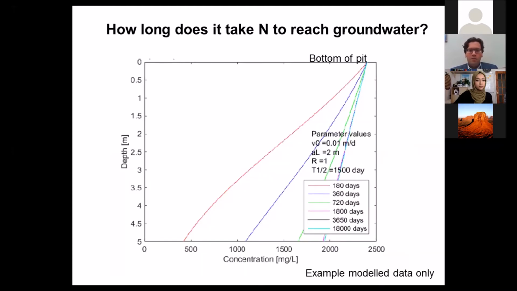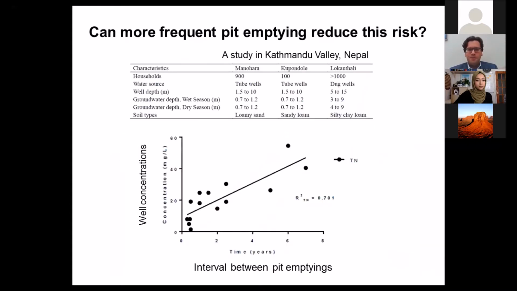And so we were able to come up with some graphs like this, which I won't dwell on too much, but they basically allow us to figure out how long it's going to take for the nitrogen that was in the pit to reach different depths below the pit. On the y-axis on the left, you can see the depth in meters, that's the depth below the bottom of the latrine. And we can measure how long it's going to take for the nitrogen to pass into the ground.